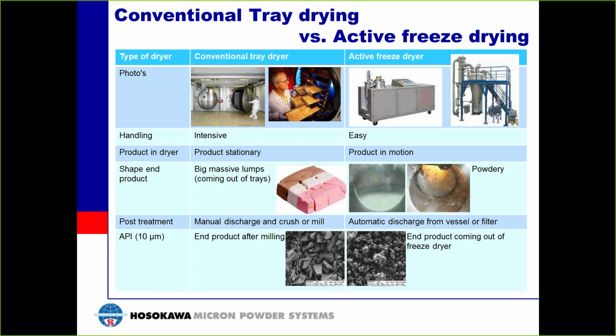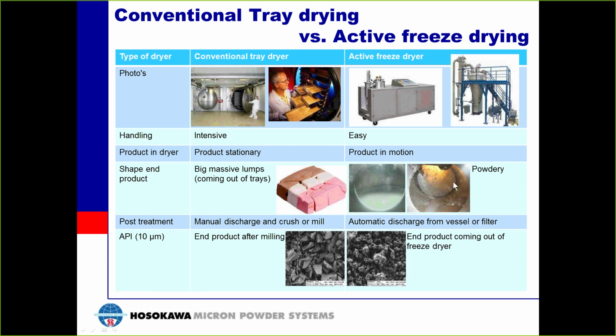And it's going to come out in large lumps. At the end, you often have to crush or mill those lumps or those shapes down to get the smaller powder back that you want. And then this shows an API that had been milled after being freeze-dried.